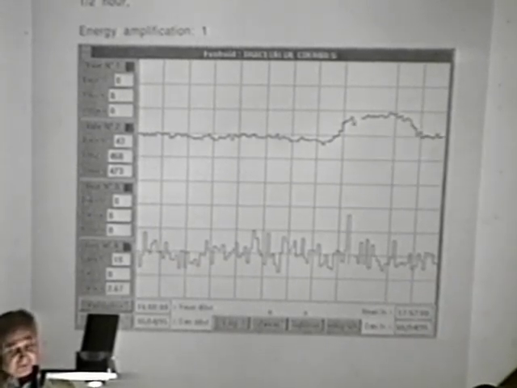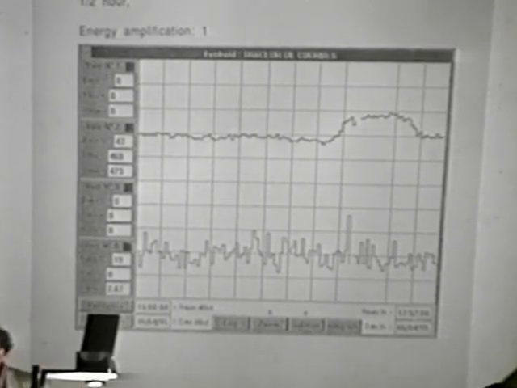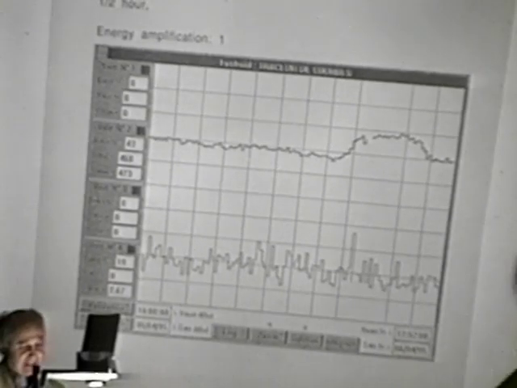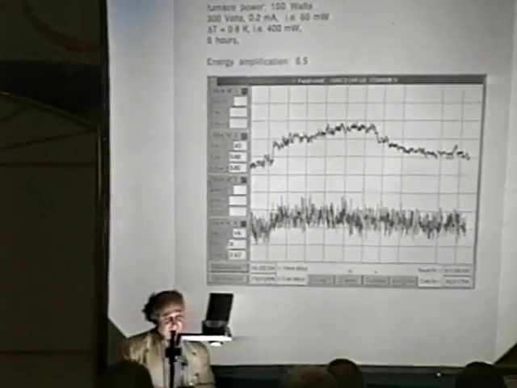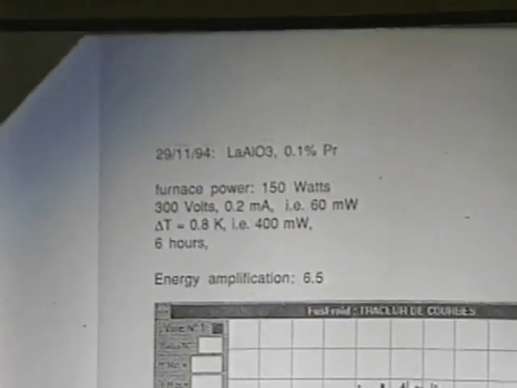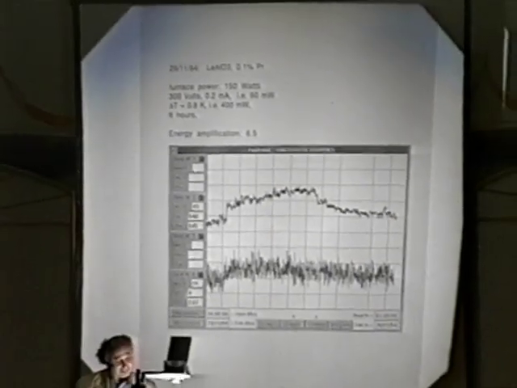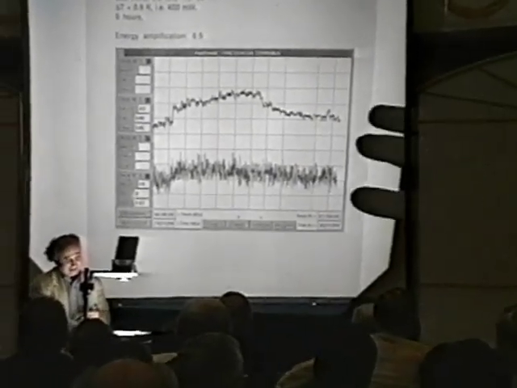We have half a degree temperature rise that corresponds to 250 milliwatts. All the different curves I'm going to show you have the same Y scale, but different X scales. The times are not the same, but the temperature scale is the same. This is one of the samples. This is lanthanum aluminum oxide with also 0.1% of praseodymium. Don't ask me why there is this thing in it. These samples are 30 years old, and that's all we have, so we just took whatever we had.